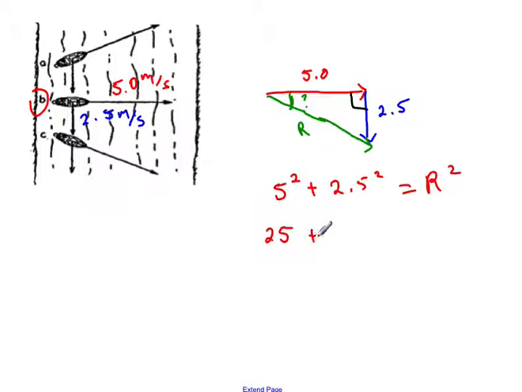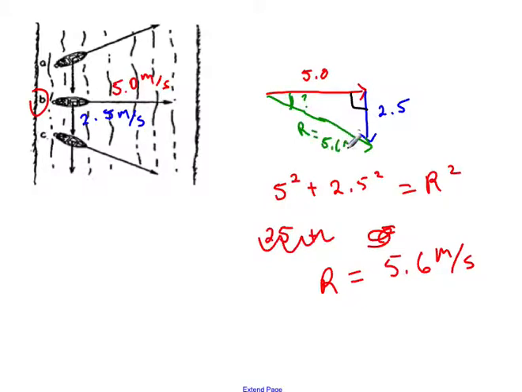So let me use my calculator and solve this. Hopefully you're getting something similar to this. 5.6. That's what I'm getting. Rounding it to one decimal place, 5.6 meters per second. So R is equal to 5.6 meters per second.